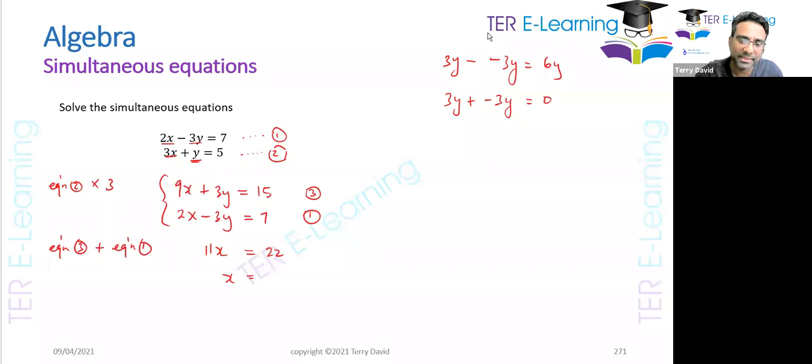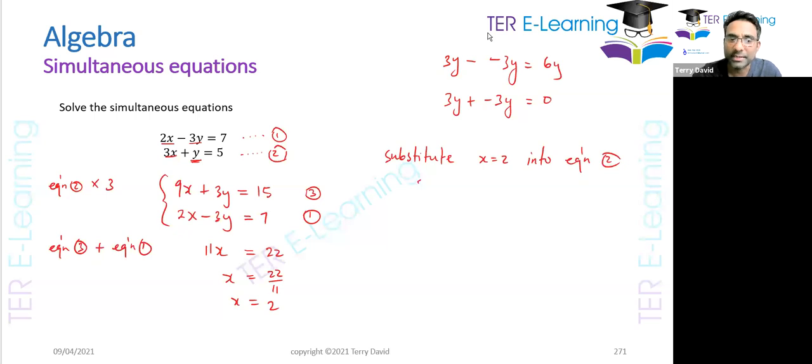So therefore, x is going to be equal to 22 over 11. So therefore, x is equal to 2. So I've eliminated y, and I was able to solve for x. Next step, you're going to take that and plug it into any one of the equations that you want. It's up to you. So I'm going to substitute x equal to 2 into my second equation. So equation 2.